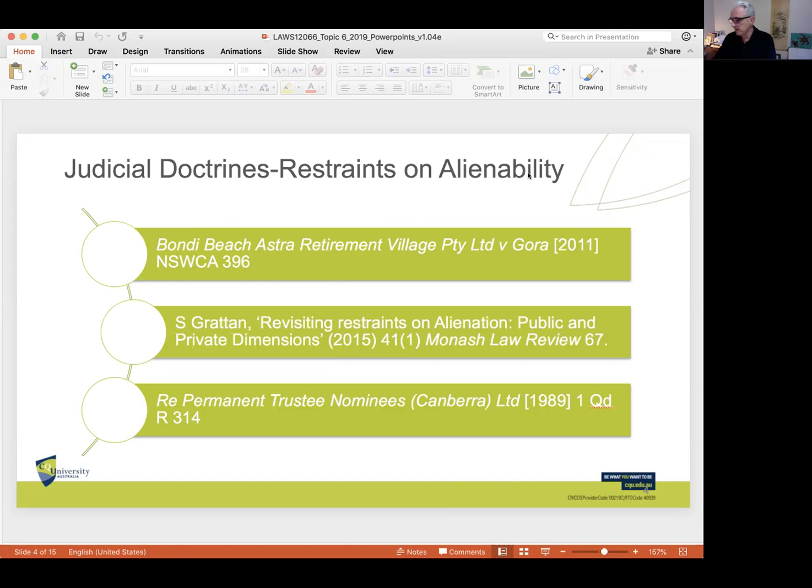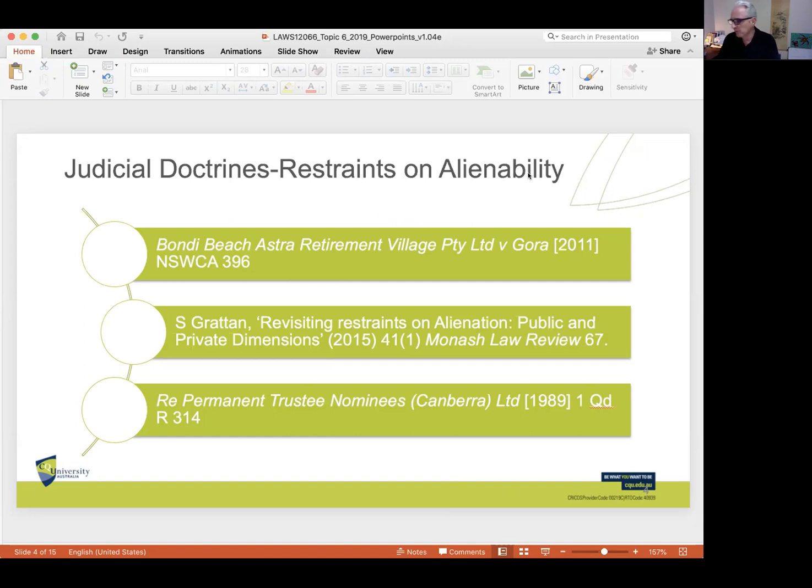And then also the application of, if you like, the approach in Gora in Queensland, which is reflected through the decision of Re Permanent Trustee Nominees Canberra Limited, which is a 1989 decision. Now that clearly predates the Gora decision, so it's not applying Gora, but there's consistency with the approach that was adopted by Justice Campbell in Gora in relation to earlier case law. And I'm not going to go right through the Gora case. You can have a look at that and have a review of it.